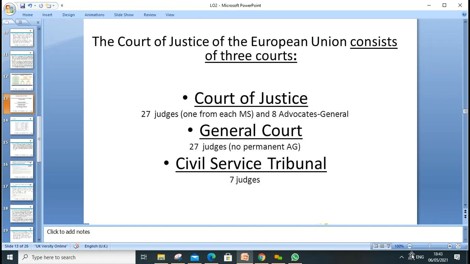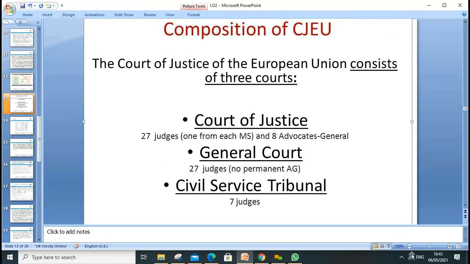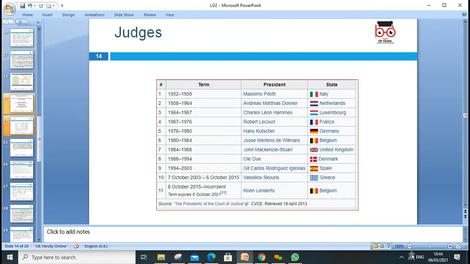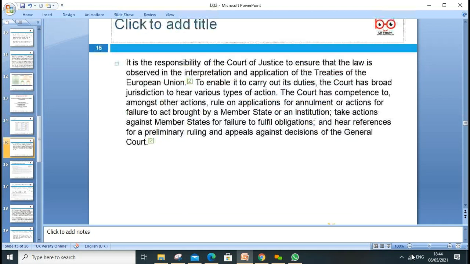So the ECJ interprets the law, and the next slide will show that the Court of Justice of the European Union consists of three courts. The Court of Justice has 27 judges, one from each member state, and 8 advocates general. The General Court has 27 judges, and the Civil Service Tribunal has 7 judges. They make decisions about matters if the matters are not interpreted properly in the individual countries.